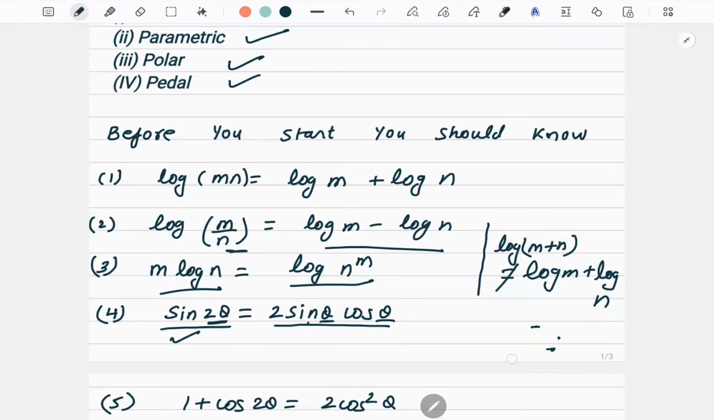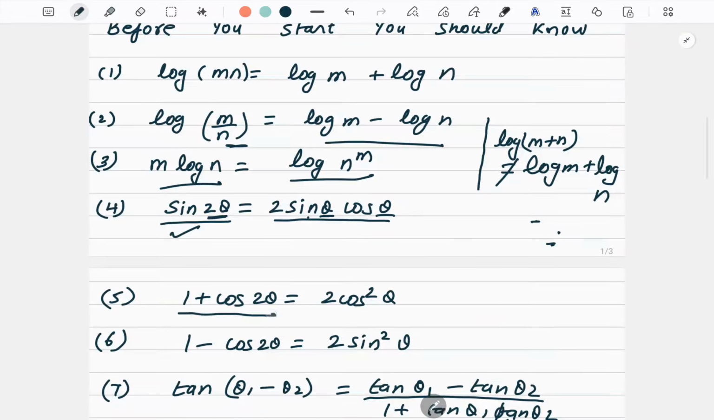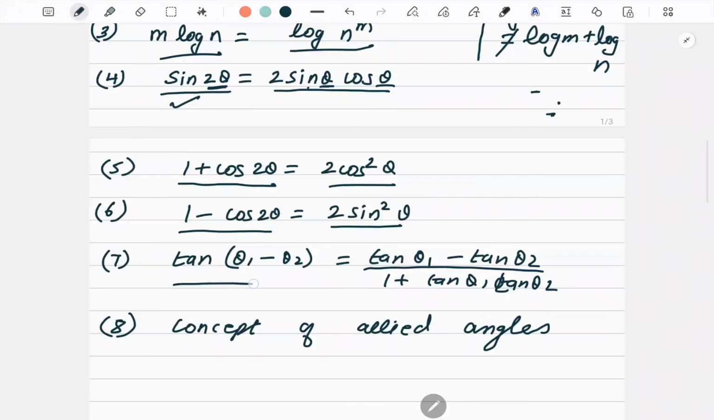So one will be this. Other will be 1 plus cos 2 theta is 2 cos square theta. 1 minus cos 2 theta is equal to 2 sine square theta. Right? Then there is this angle formula which you need to remember, which I will be using when I have to find out the angle between two curves.